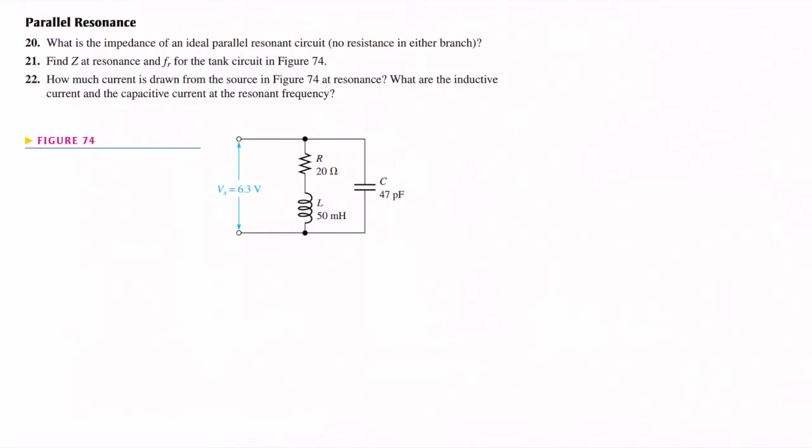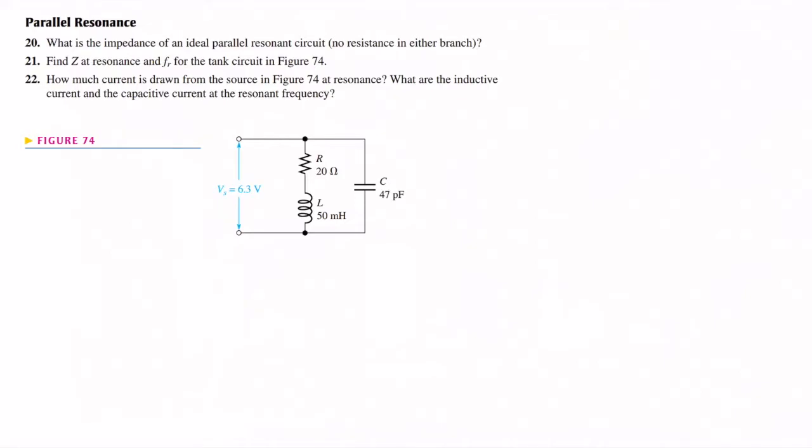So let's begin with the first question. The impedance of an ideal parallel resonance circuit with no resistance in either branch is infinite at the resonant frequency. Okay, we've already discussed this in the lecture, and we've seen the graph of the impedance, and that graph tells us that at resonance the impedance becomes very, very large and approaches infinity.